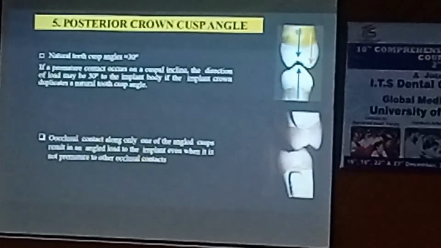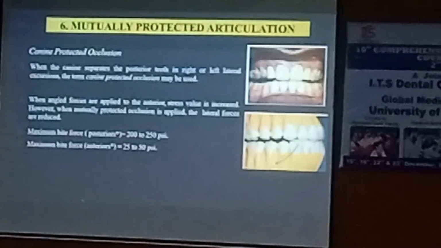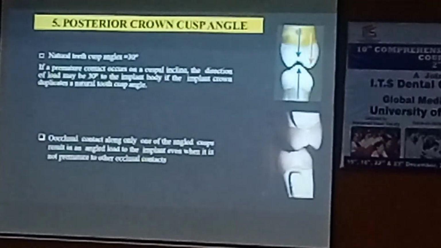And this is very clear. You can see here, these are all functional cusps. In the mandible, the buccal cusp is a functional cusp. In the maxilla, there is a palatal cusp. So they should fall on the axial line.